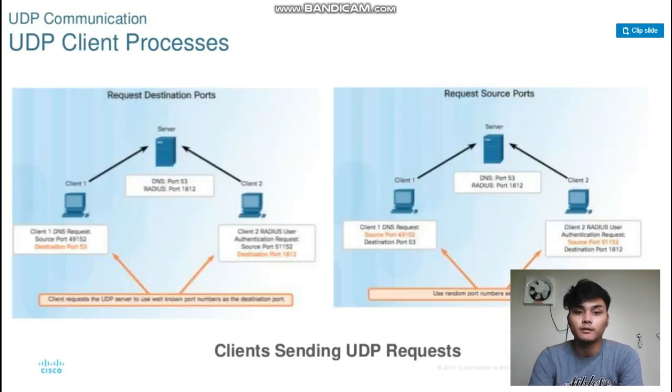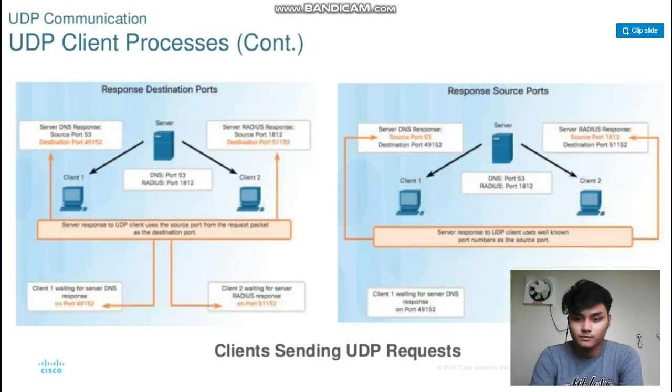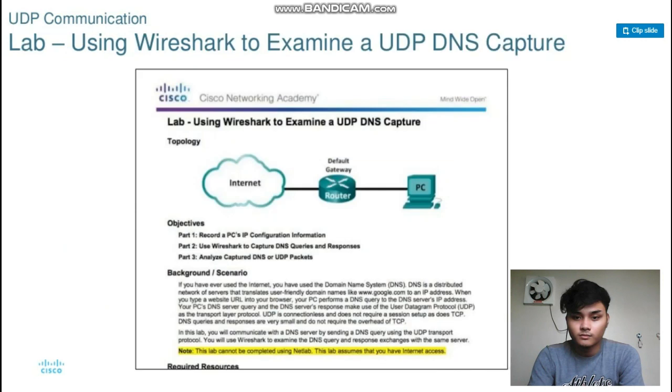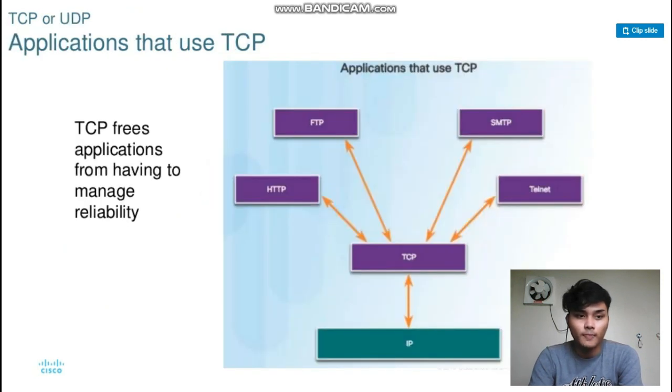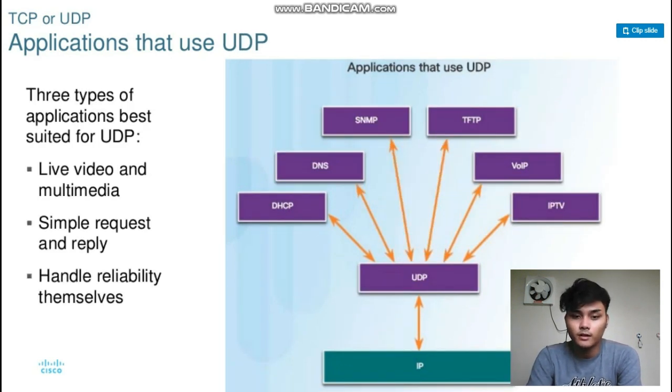Here the UDP client processes. We have a lab on applications that use TCP. As you can see, TCP is used by HTTP, FTP, SMTP, and Telnet. TCP frees applications from having to manage reliability. For UDP, we have DNS, TFTP, VoIP, and IPTV. Three types are suited for UDP: live video and multimedia, simple request and reply, and applications that handle reliability themselves.